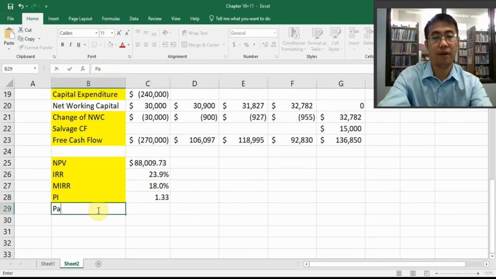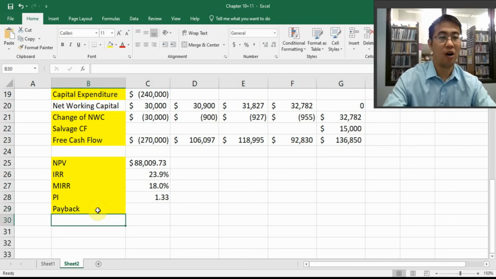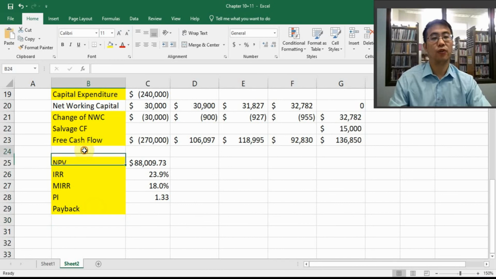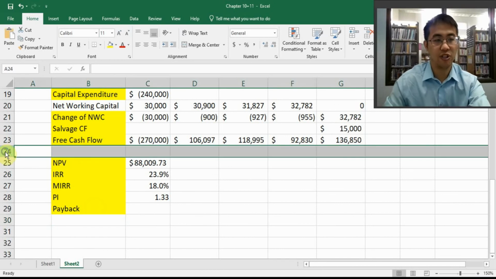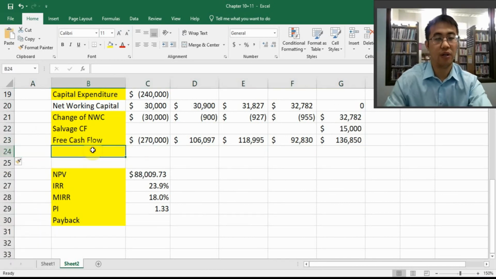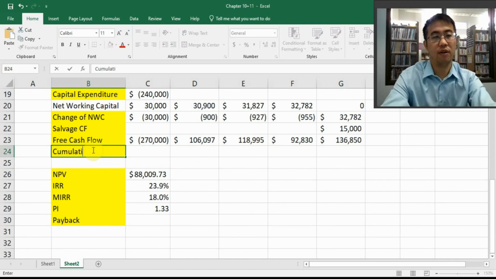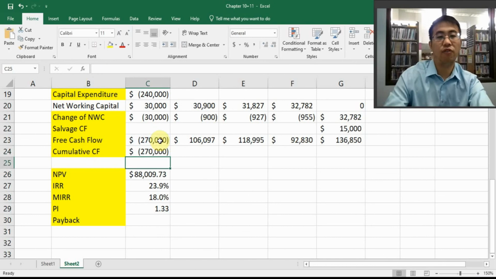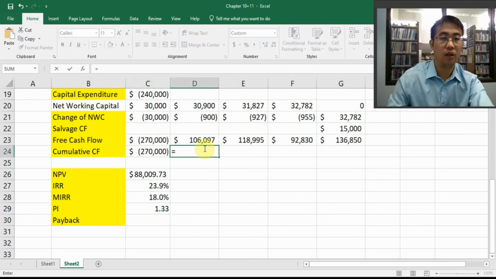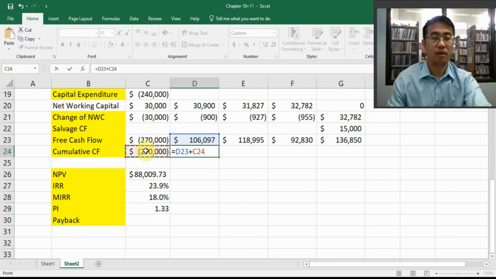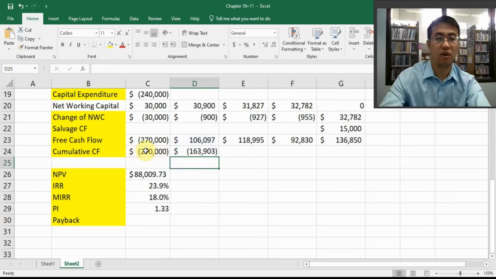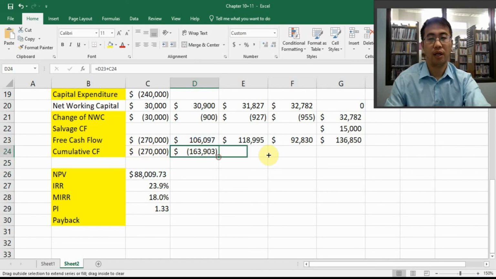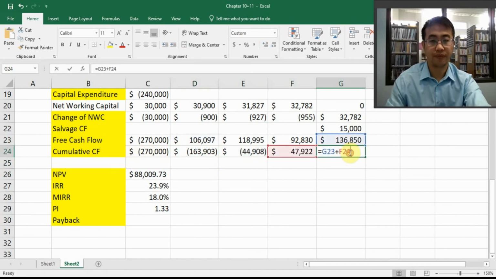And for the payback period, this requires a little more work, definitely. You need to get the cumulative free cash flow. Let me just insert another row here. So the cumulative in year 0 is just itself, and in year 1, you just add the money you make in year 1 to the remaining balance of last year, or the beginning balance of this year. And then you just drag it all the way.